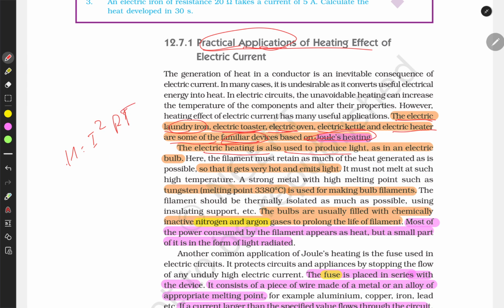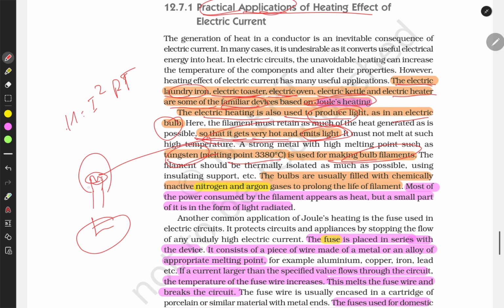Electric heating is also used to produce light, as in an electric bulb. In older homes, the wire, having high resistivity, heats up and produces light. Now we have LEDs, which don't work like this. In earlier days we had a bulb like this, where the filament gets very hot to emit light. Tungsten is the material used for making the bulb filament.